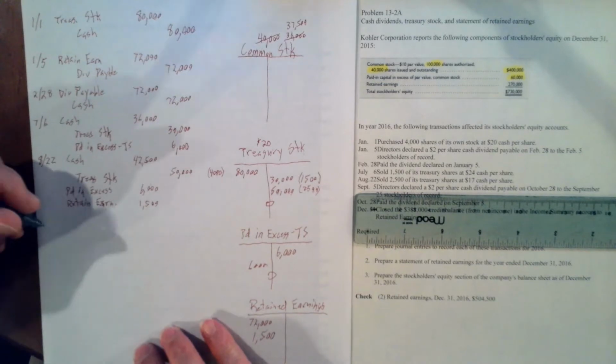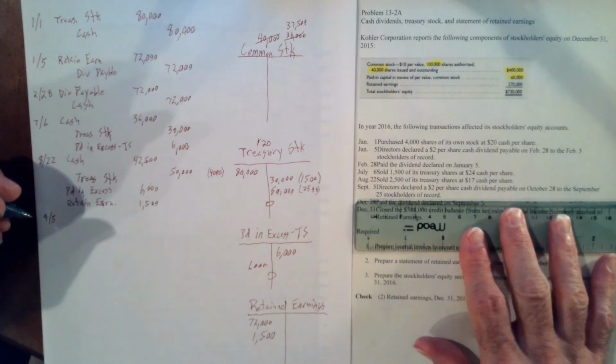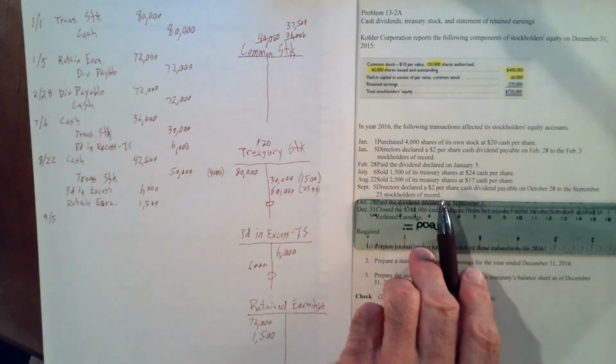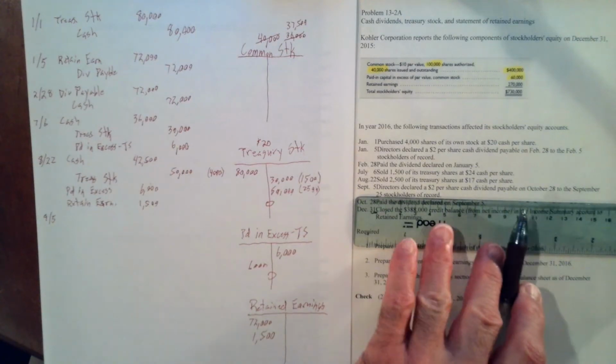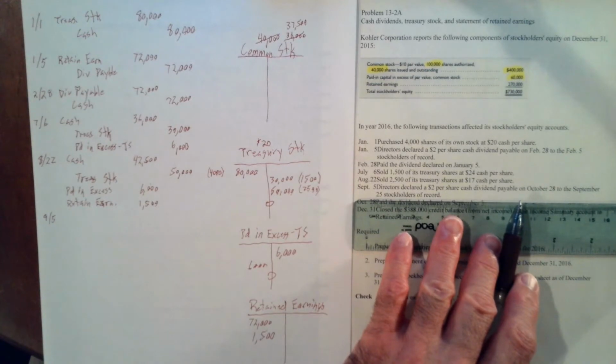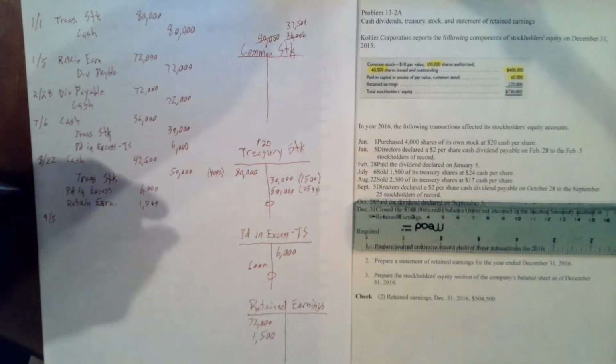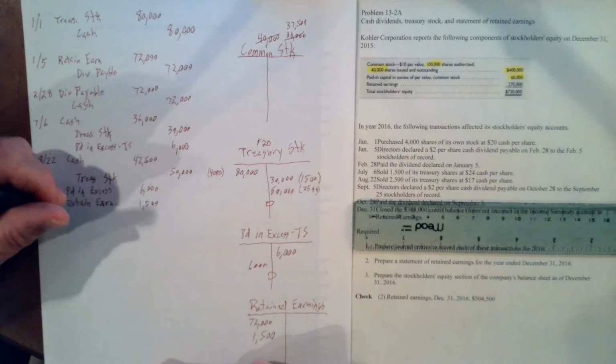September 5th. The directors declared a $2 per share cash dividend payable October 28th to stockholders on record at September 25th. Okay, so again, we're going to wind up declaring a dividend. We're going to hit retained earnings with a debit.